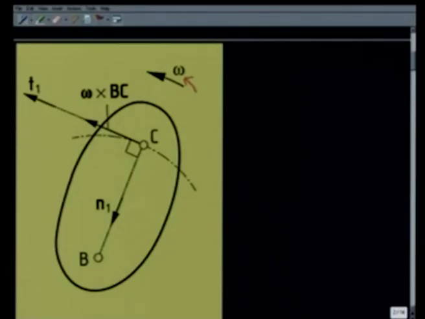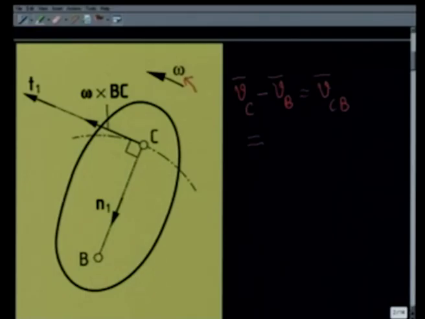Now, the difference of velocity between the points C and B, let me write it as the difference of velocity of the point C minus velocity of the point B. This is the difference of velocity. We use a symbol V C B. As we have noticed, this is entirely due to the rotation of the rigid body.